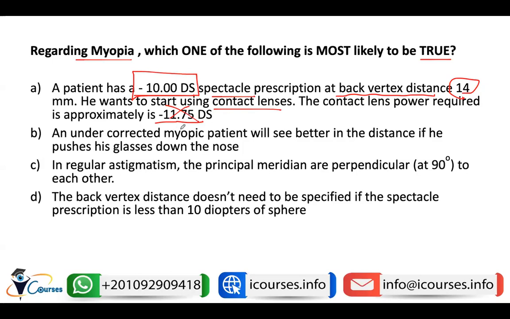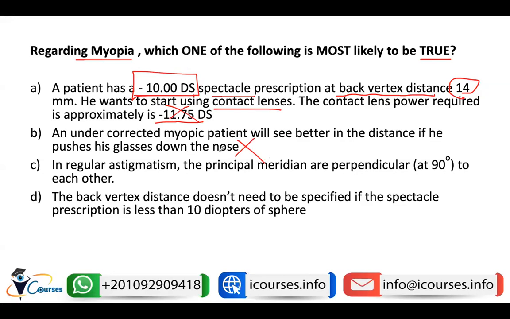An undercorrected myope patient will see better in the distance if he pushes his glasses down his nose. This is not true, as we mentioned that the myope tends to push his glasses toward his eyes in order to gain more magnifying effect. So if he is undercorrected, then he will try to push his glasses toward his eyes to decrease the back vertex distance and to increase the magnifying effect, or to increase what is called the retinal image size.